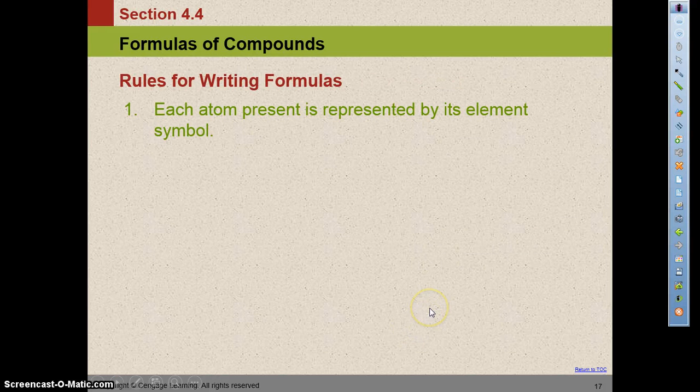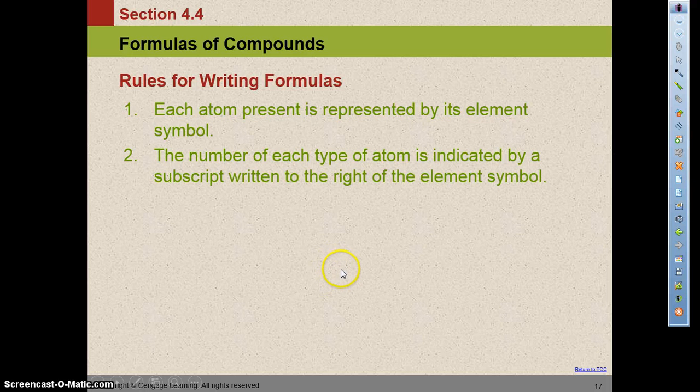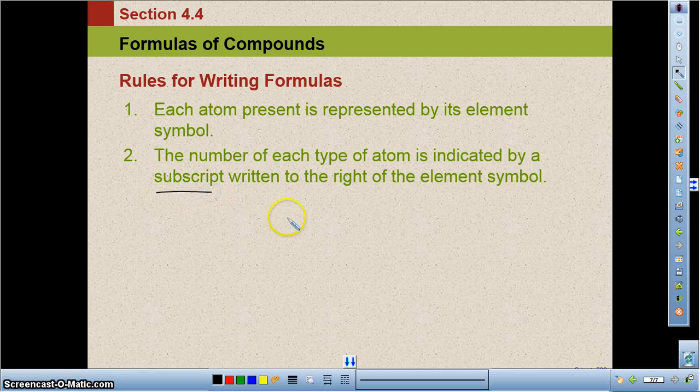So here's some rules. First of all, we're going to represent each atom present by looking at its element symbol, and that's what you're going to find on the periodic table. The number of each type of atom is indicated by a subscript. Now, a subscript is different than a superscript, of course. So in algebra, for example, let's say that you have x y squared. That means 1 x and 1 y, because I could put this 1 up here, but it's not really necessary. So x y squared tells me I have x times y, or 1 x and 2 y's.